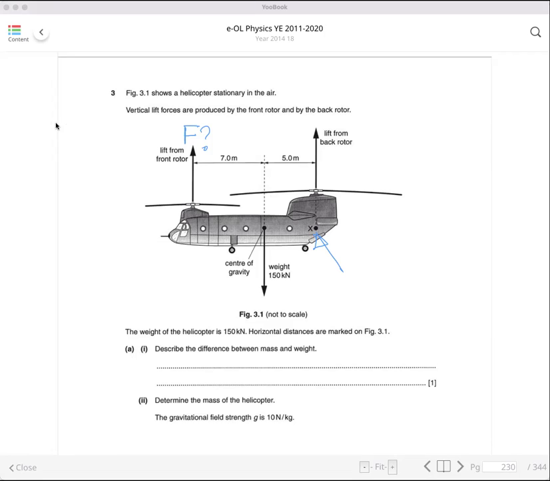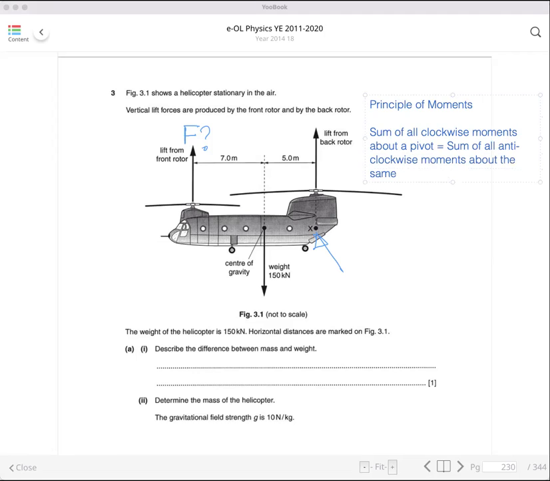Okay, so for this question, you need to use the principle of moment. What is the principle of moment? Just a revision. The principle of moments is when the sum of all clockwise moments about a pivot is equal to the sum of all anti-clockwise moments about the same pivot. So in this case, the pivot is X.